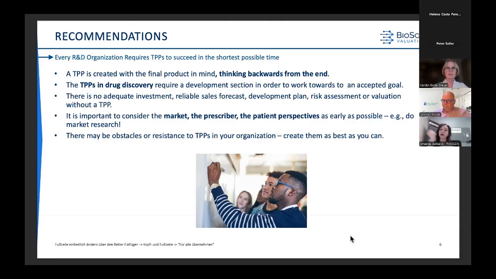And I can only recommend to everyone working anywhere in that space where contributions to TPPs are required: do it anyway and do it with the best you can. It will be a benefit for your organization if products can be developed based on a good TPP in the fastest possible way and in the most successful way.